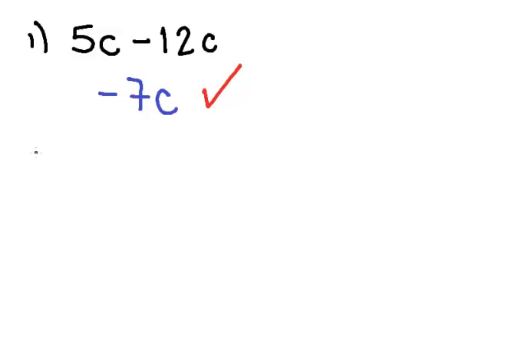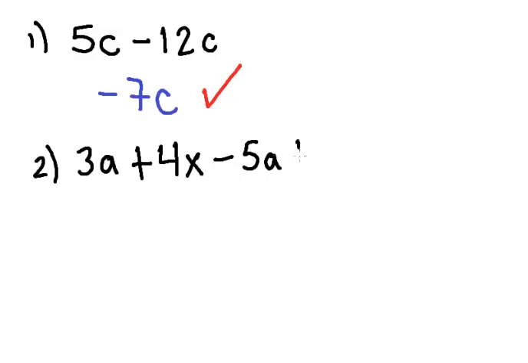Now, what if we have more letters? What if we had 3a plus 4x, which are different letters? But not only that, we had minus 5a plus 7x. So if we have all of those operations, how are we going to find an answer? Remember, we're only going to add and subtract like terms. So what is the like term of 3a? 3a is a like term with negative 5a. So I'm going to work with those two. 3a minus 5a is going to give me negative 2a.